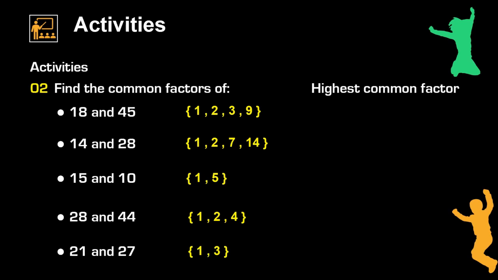So the highest common factor for 18 and 45 will be 9. Highest common factor for 14 and 28 will be 14. And then the highest common factor for 15 and 10 is 5. Highest common factor for 28 and 44 is 4. And then 21 and 27 will be 3.